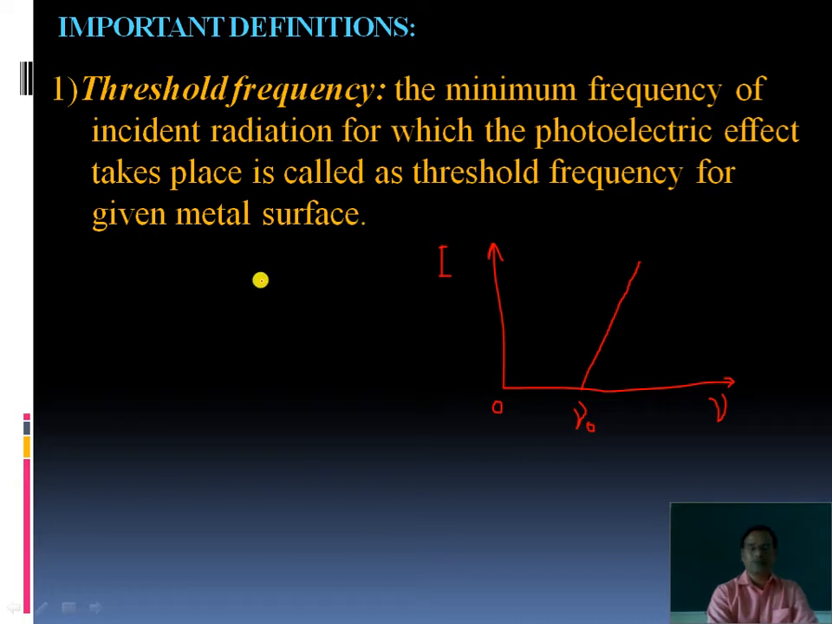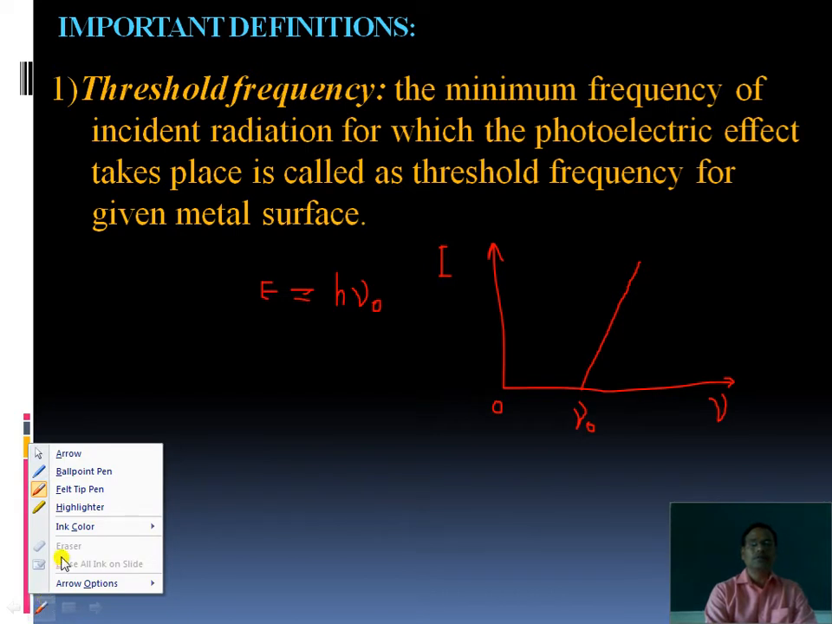The energy for such a frequency can be written as capital E equal to h nu 0. This is the minimum energy required to remove the electrons from the metal surface. This also we have to give one name, which we will study in the next part. So this is the concept of threshold frequency. Threshold frequency is defined as the minimum frequency of incident radiation for which the photoelectric effect takes place, that frequency is called the threshold frequency for the given metal surface.